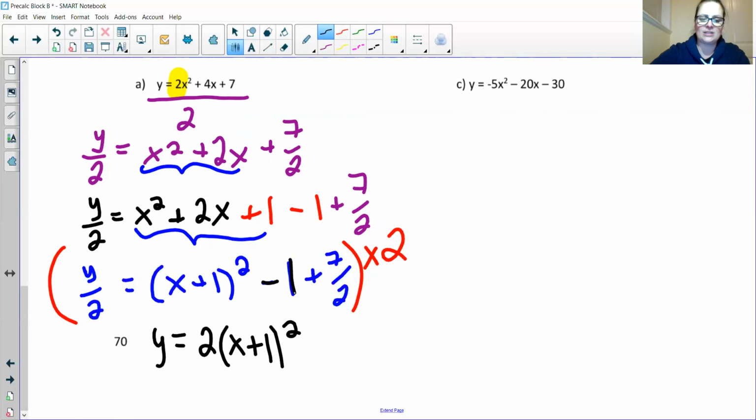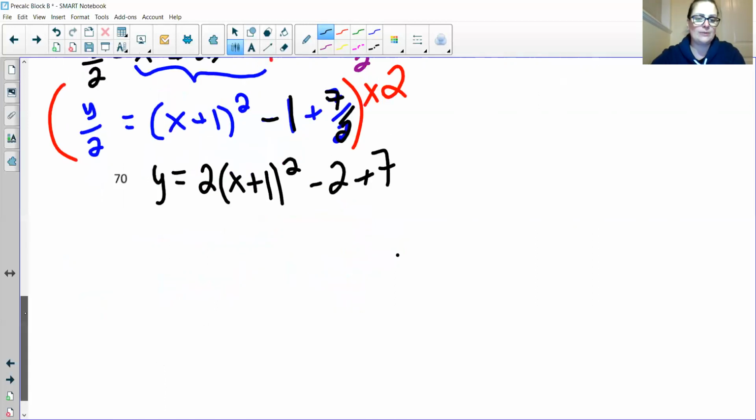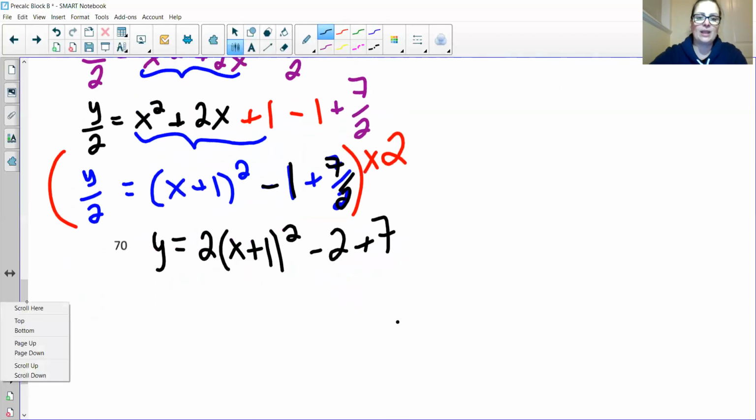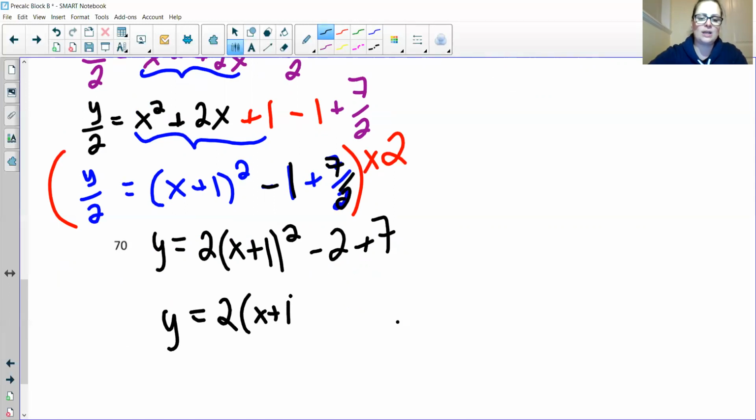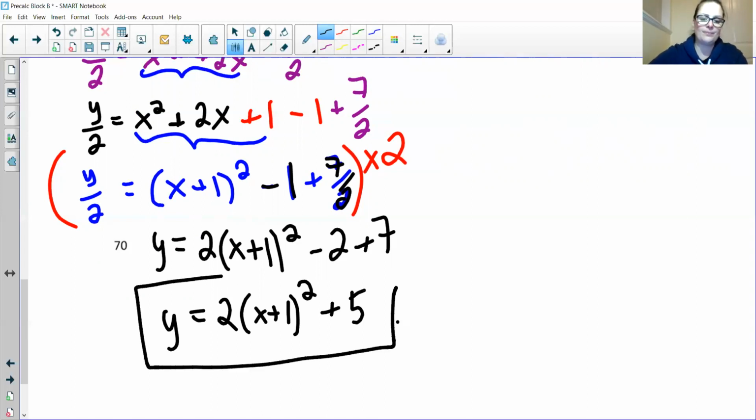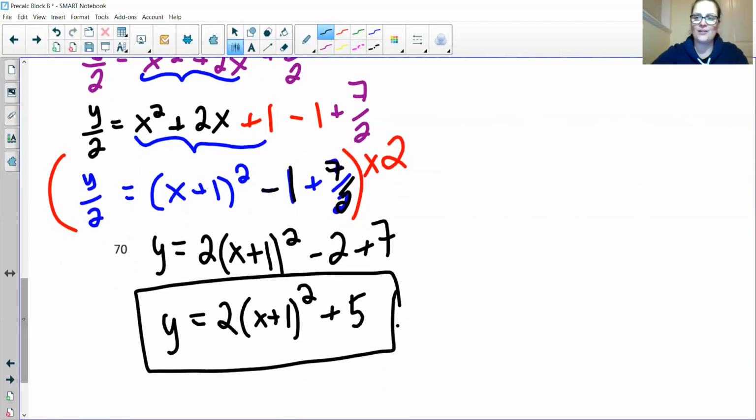Negative 1 times 2 is negative 2, and positive 7 over 2 times 2 ends up just being positive 7, right? Because if you multiply a fraction by the same number that's on the denominator, those 2s cancel out and just leave you with what the numerator is. Okay, so now I have y equals 2 times x plus 1 squared, negative 2 plus 7 is positive 5. All right, there we go. That is our vertex form.